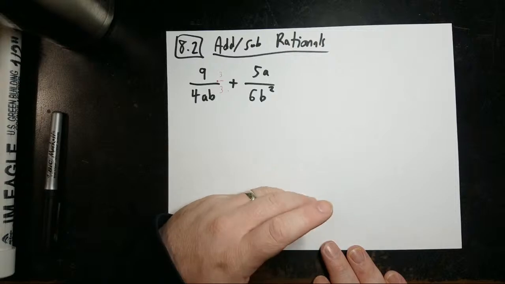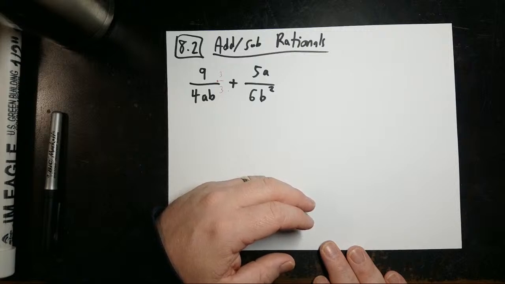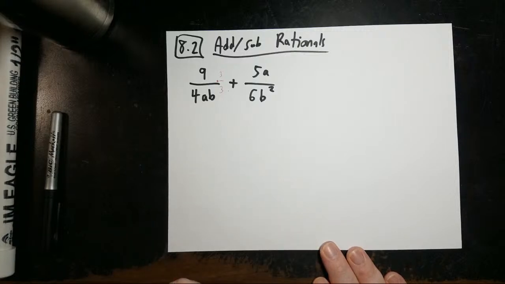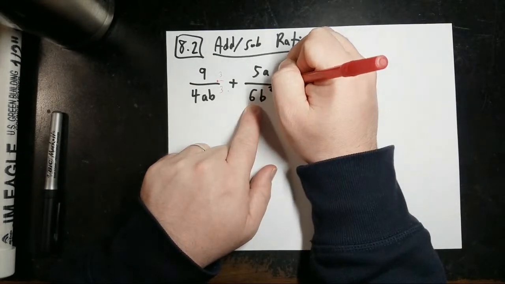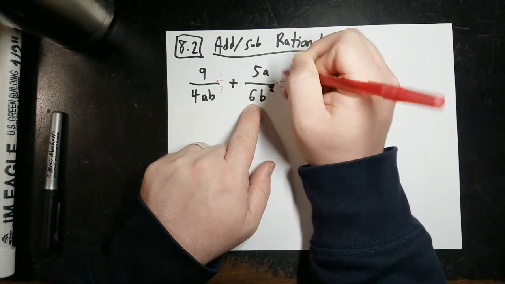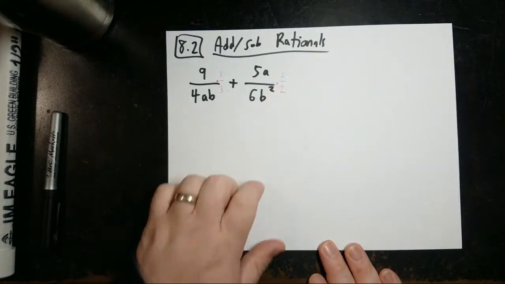I am not changing the value of that first fraction. I'm just simply changing the way that it looks in order to force a common denominator. In order to make the second fraction a 12, I would have to multiply it by 2 over 2. Again, multiplying it by 1 doesn't change the value.